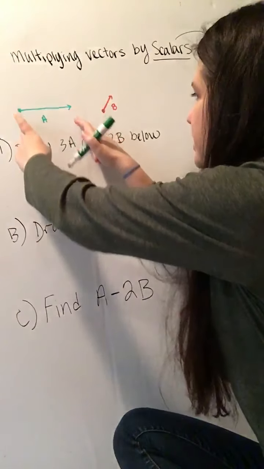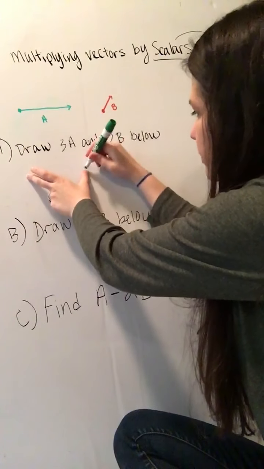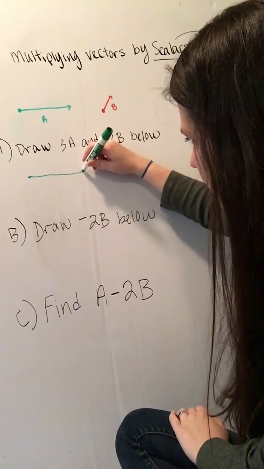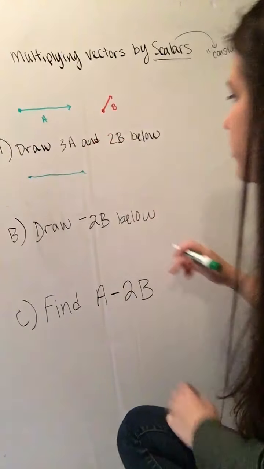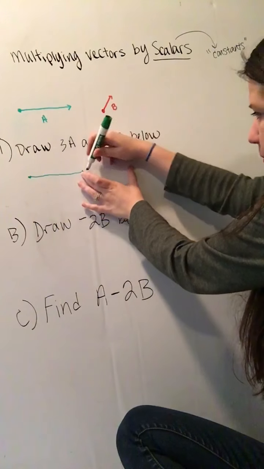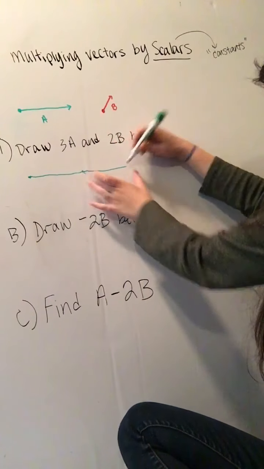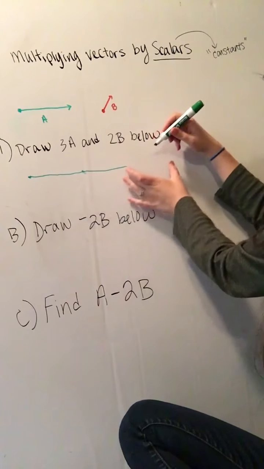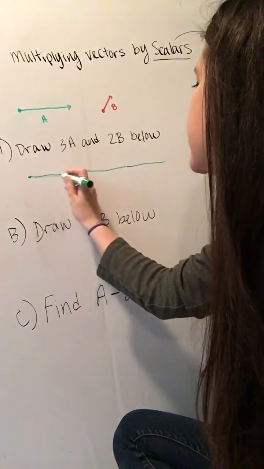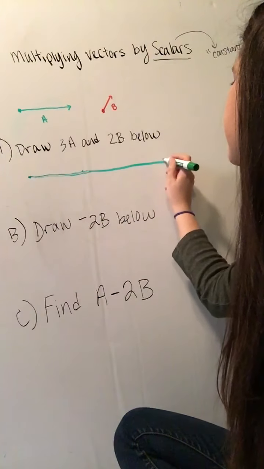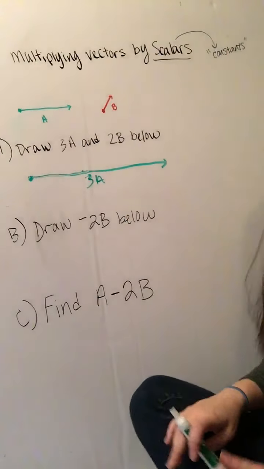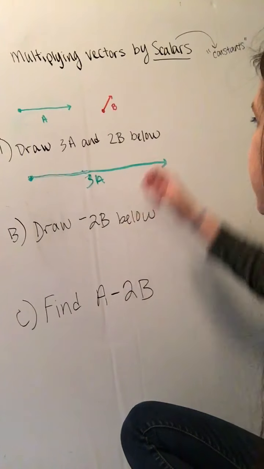So I'm going to go ahead and try to estimate this again. This is roughly the length of vector A as is. I'm going to basically draw 3 of these. Alright, and try to keep it a nice straight line, which I'm not the best at, but we're just trying to learn the concepts here, so that should be good, right? So that's 3A.